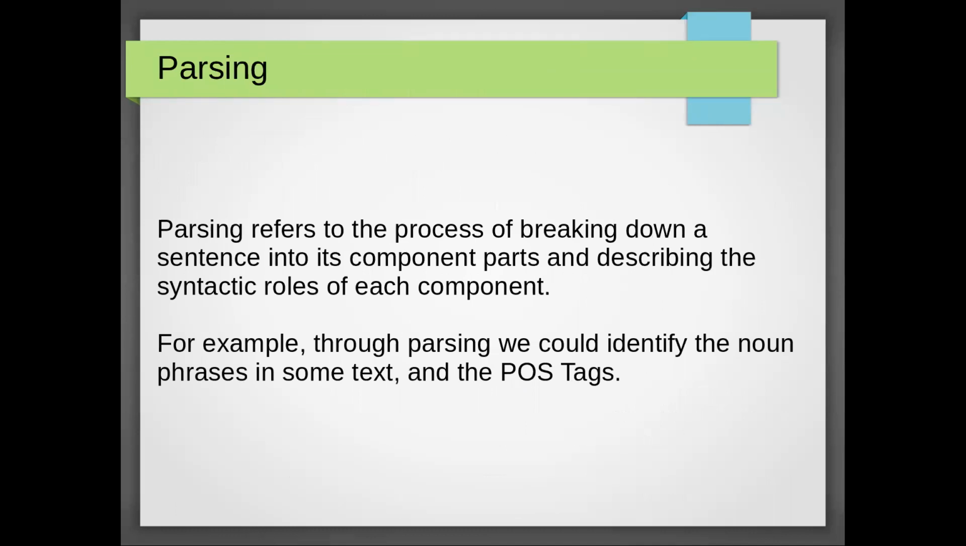We also talked about the concept of parsing. So parsing is basically the process of breaking down a sentence into its component parts and describing the syntactic role of each component. And parsing is a very common thing that you do within natural language processing. So as part of the parsing process, we could identify what the noun phrases are in some text, what the POS tags are for each word, etc.